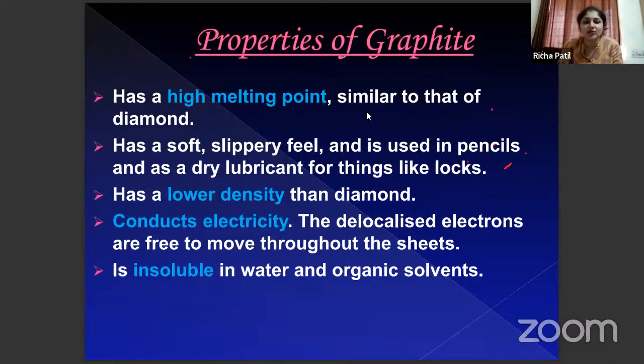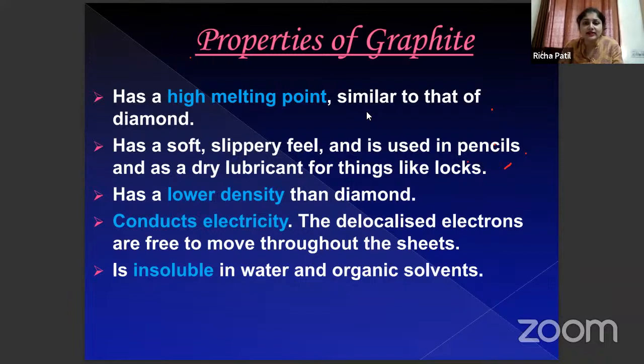It has a high melting point. It has a soft, slippery feel. It is used in pencils, and as a dry lubricant for things like clocks. Then it has lower density. As compared to diamond, graphite has a lower density.